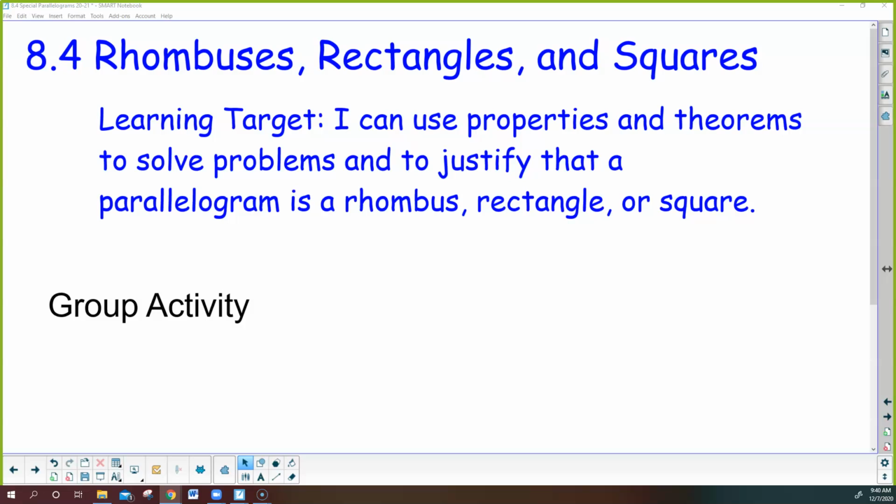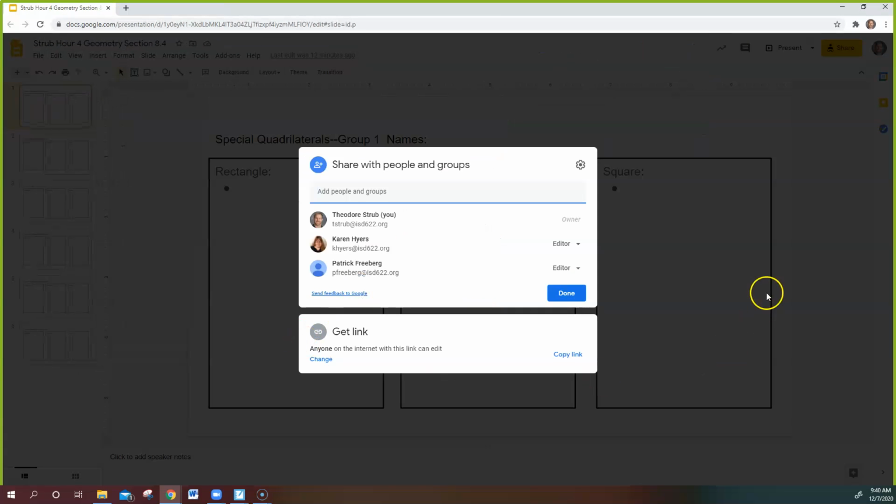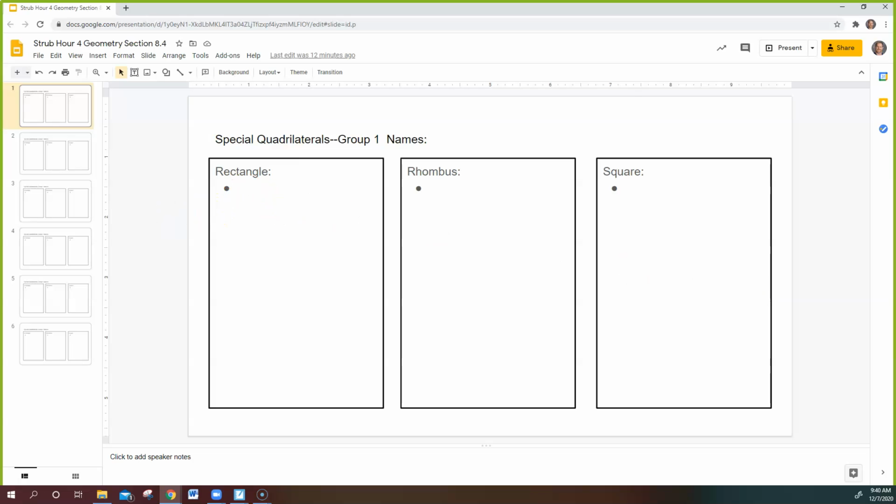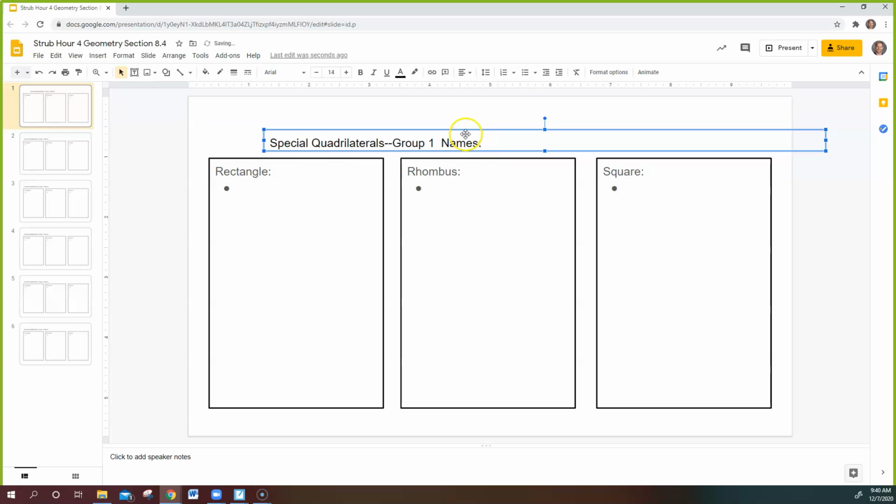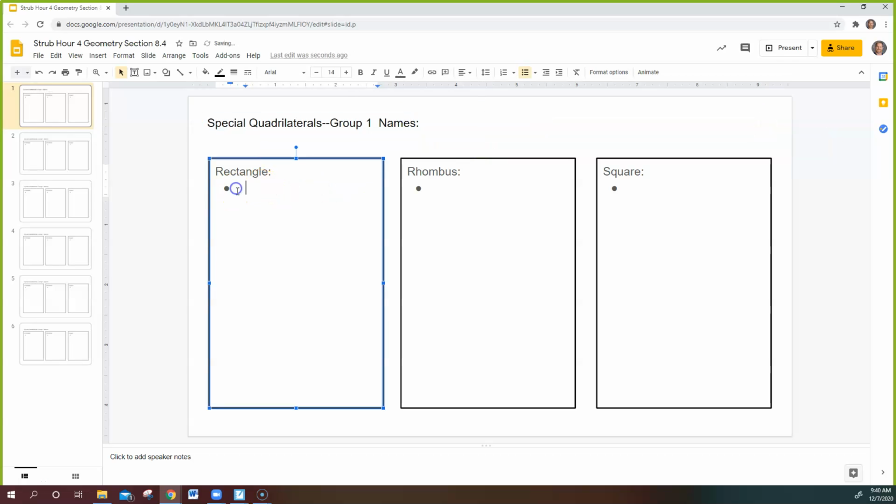What you're going to do is you're going to be put in a group. I got to make sure it's the right one. Okay. So you're going to be thrown into a breakout room, and we're going to have about 3 people in the room. Our goal today is to learn about rhombuses, rectangles, and squares. And what I'm going to do is I'm going to have you go to a link that looks like this. And your job is, if you're in breakout room 1, then you're going to put your names so I know who's participating. And then you're just going to type your properties.